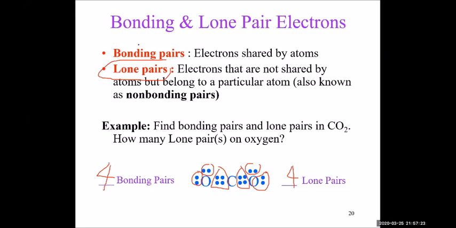The bonding pairs, oftentimes they use a line. So this Lewis structure, we can write down like this. Just use 2 lines.